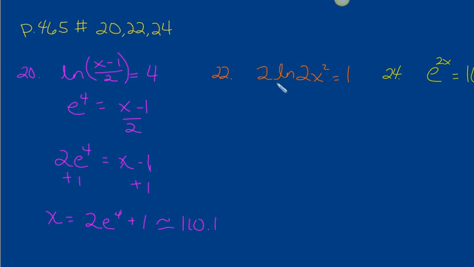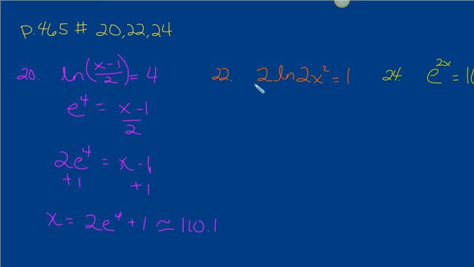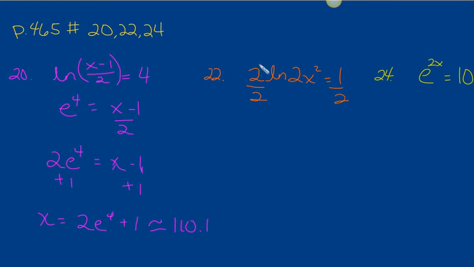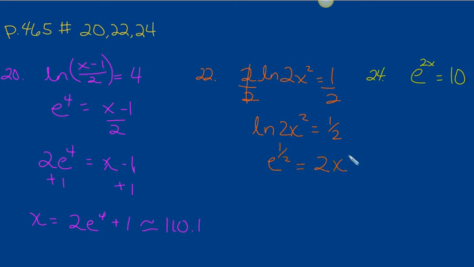All right, number 22. This time we actually can simplify it a little bit before we convert. See, this 2 right here can be brought over to the right-hand side just by simple division. And you want to do that. You actually have to do that before you can go. Next, we have ln of 2x squared is equal to 1/2. And it's time to convert. So we're going to take e to the 1/2 is equal to 2x squared.